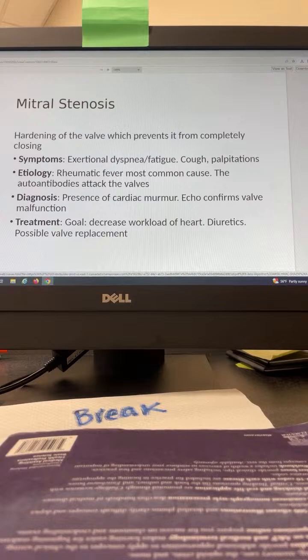All right, mitral stenosis. This is hardening of the valves. We talked about the valves a little bit, which prevents them from completely closing. So the names of the valves: you have the left side and the right side. Here on the left side of the heart, it's called the mitral valve, and on the other side, it's called the tricuspid valve. So the mitral valve is the first one on the left, going from the atria to the ventricle.